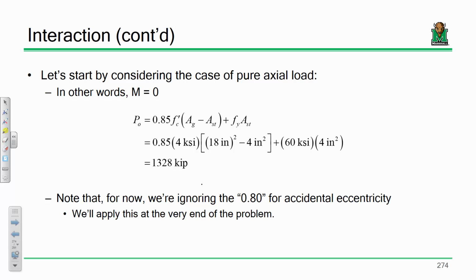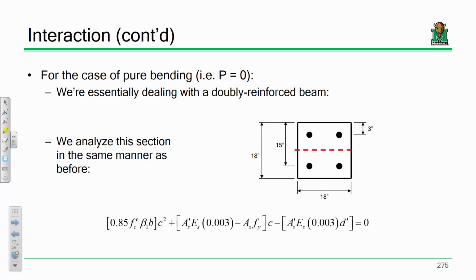Another simple one is, now let's look at the flip side, where there's no axial load and it's just pure bending. Well, if that's pure bending, I don't know about you, but that sort of looks like a doubly reinforced beam, right? Doubly reinforced beam, where we have steel that's in tension and we have a steel layer that's in compression. Remember this equation right here? That's how you determine where the neutral axis is.